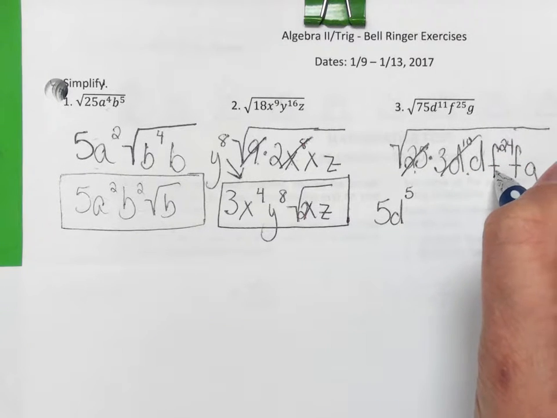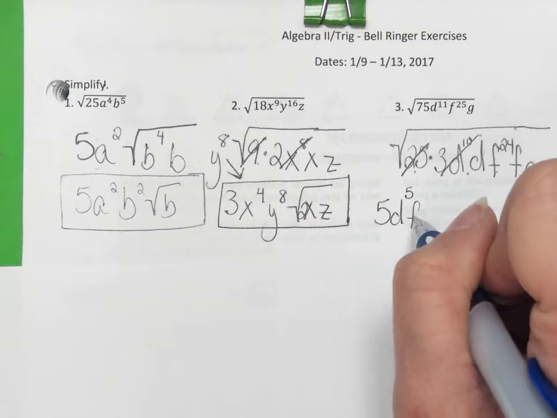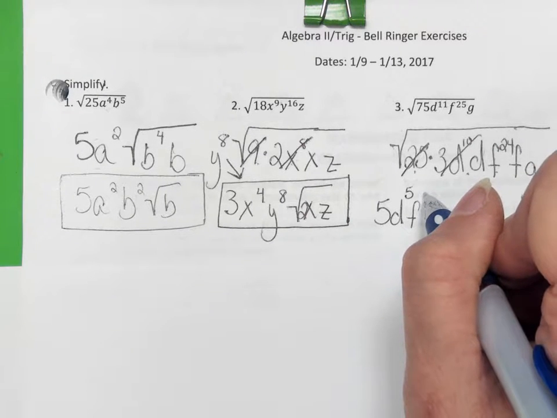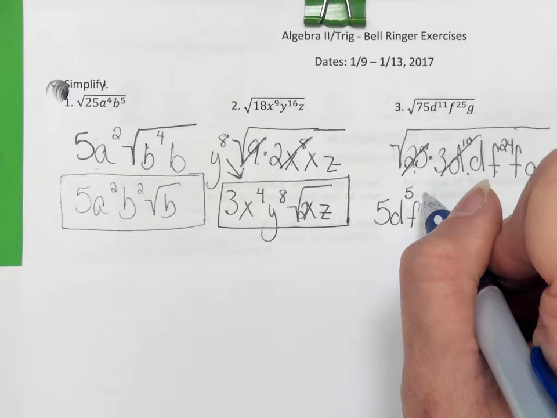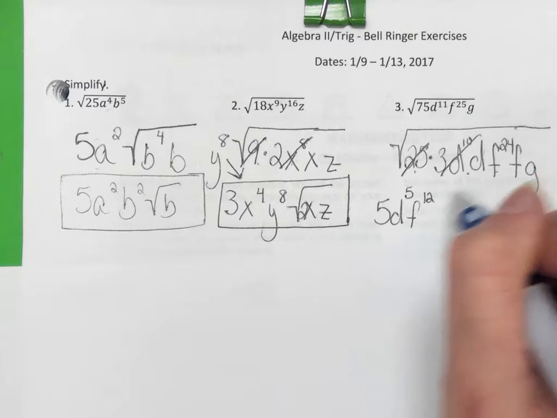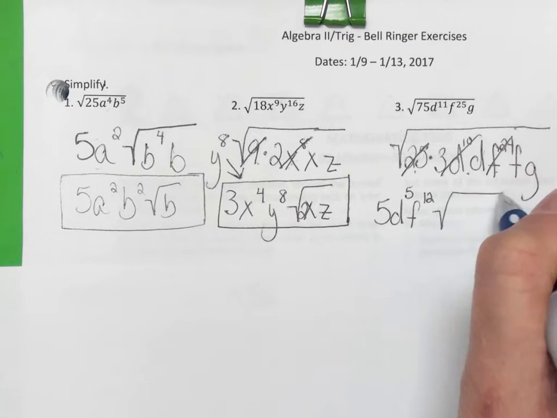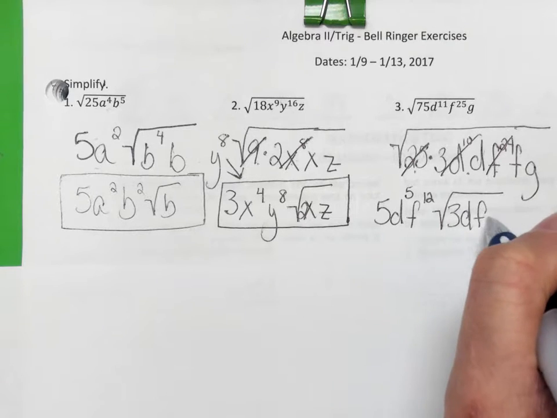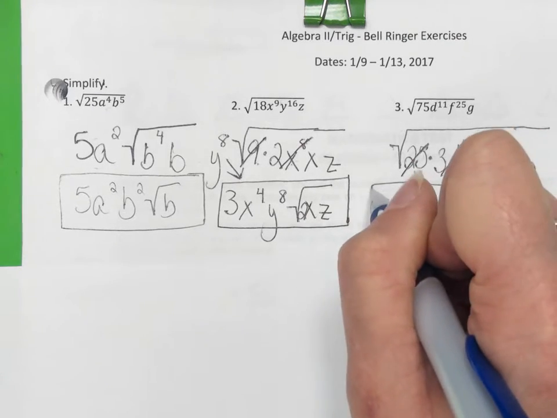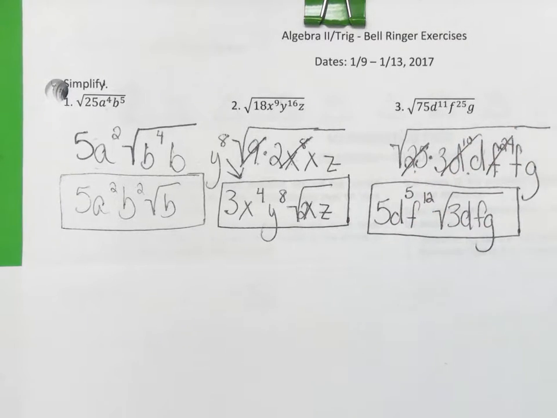What's the square root of f to the 24? 12. Thank you, Jacob. All right, and then everything else stays inside. 3, d, f, g. Y'all good?